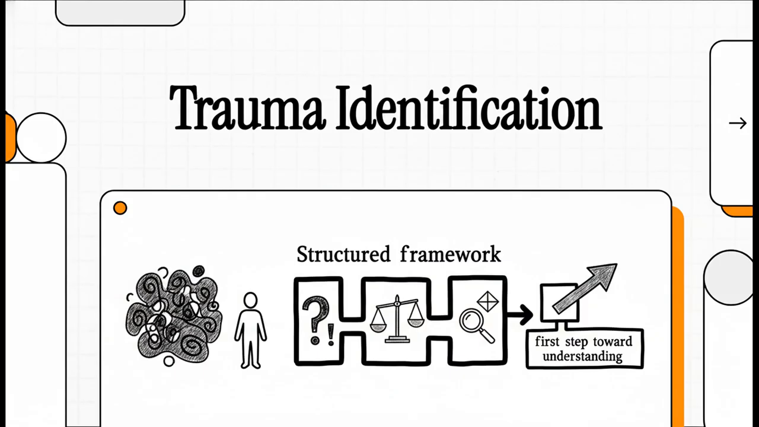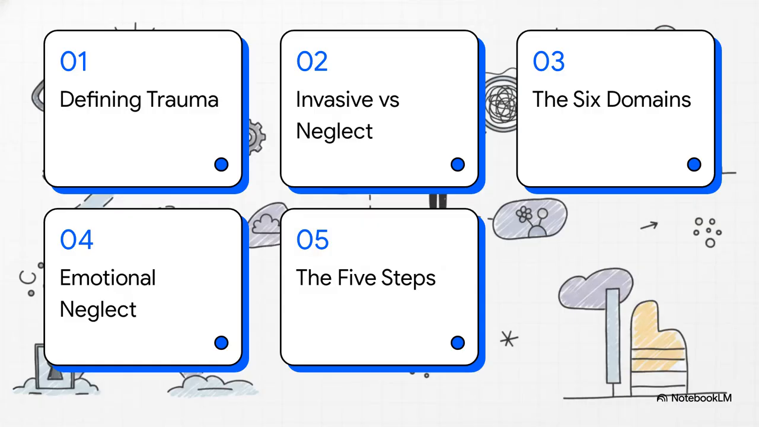It gives us a highly structured framework to look at those painful experiences with real clarity and, honestly, a bit of objectivity. Because by putting clear, concrete labels on what actually happened, we take that vital first step toward understanding. So here's our roadmap for today. We're going to define trauma, distinguish between invasive acts and neglect, map out the 6 domains of abuse, highlight emotional neglect, and then finally, walk step by step through the identification exercise.